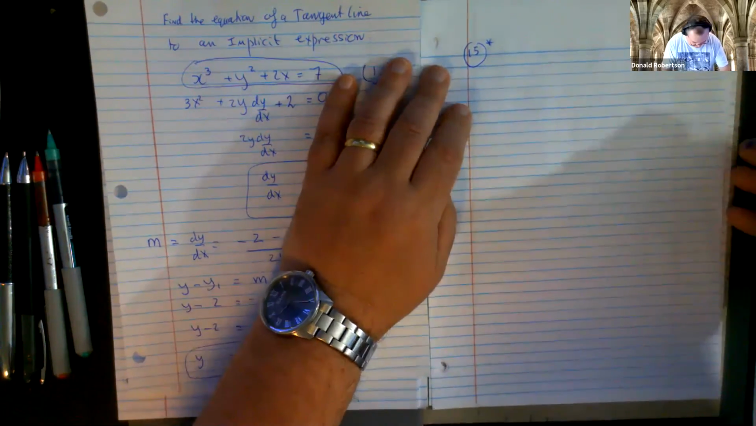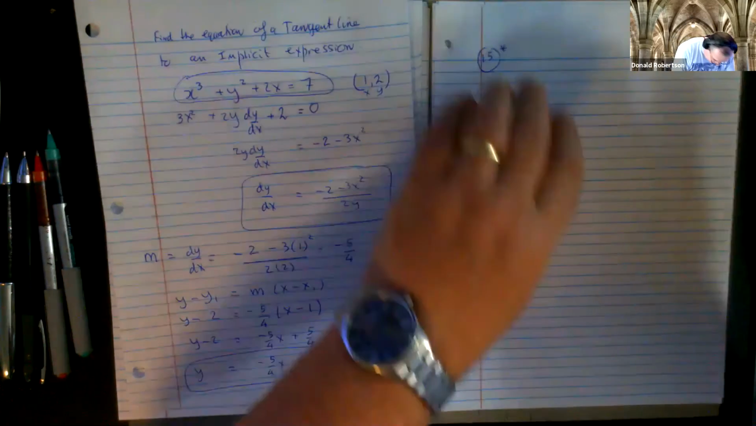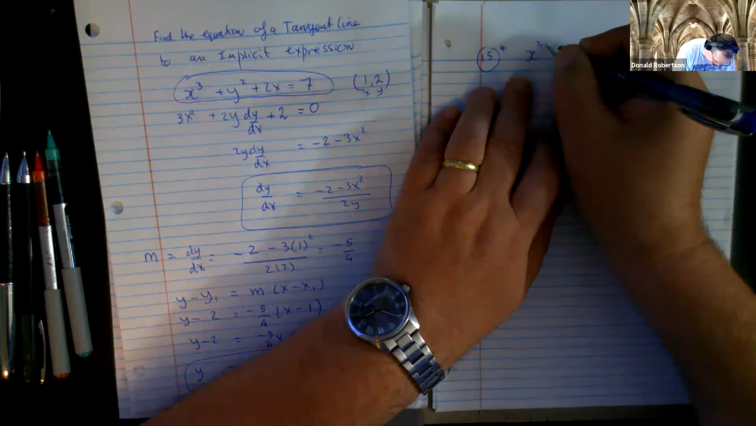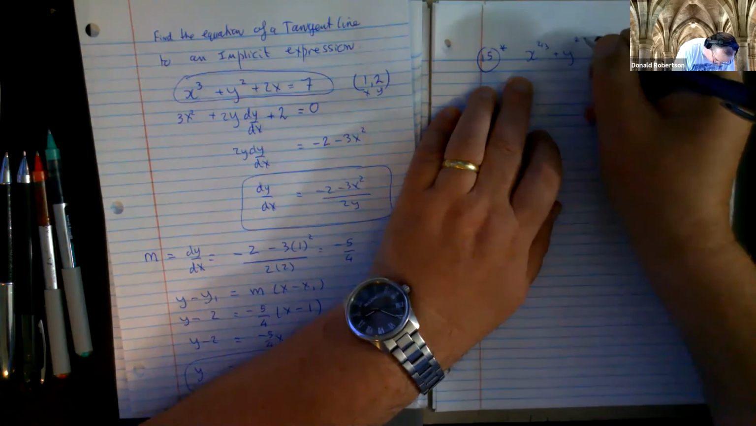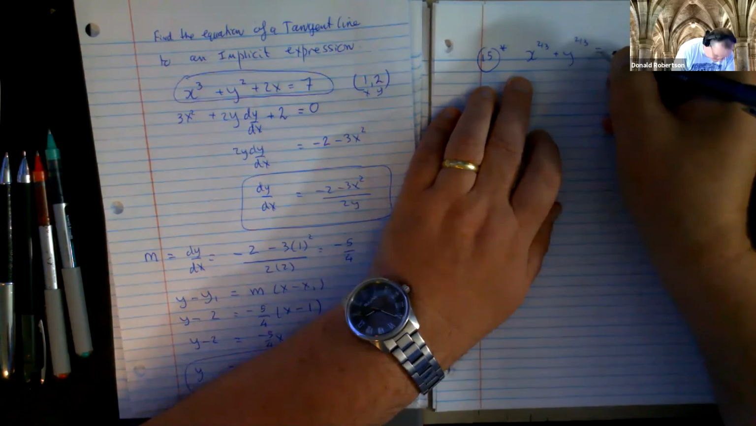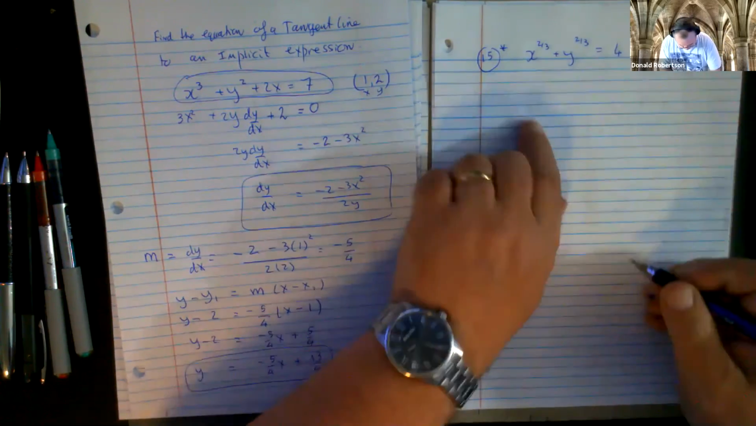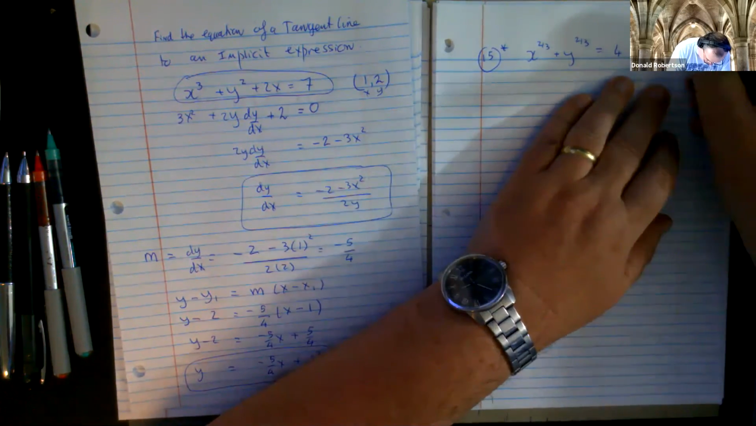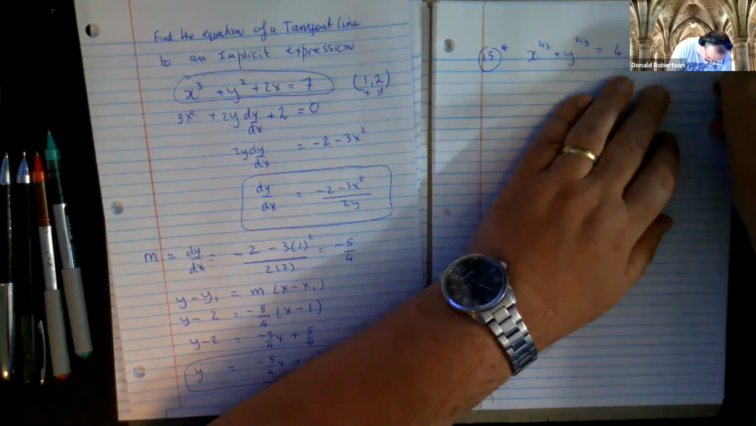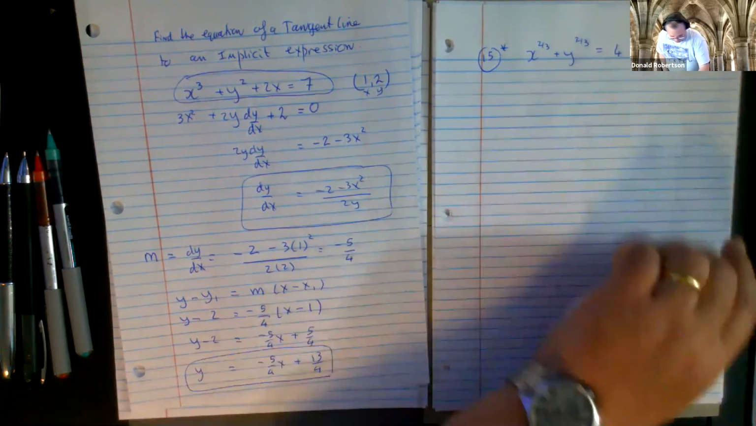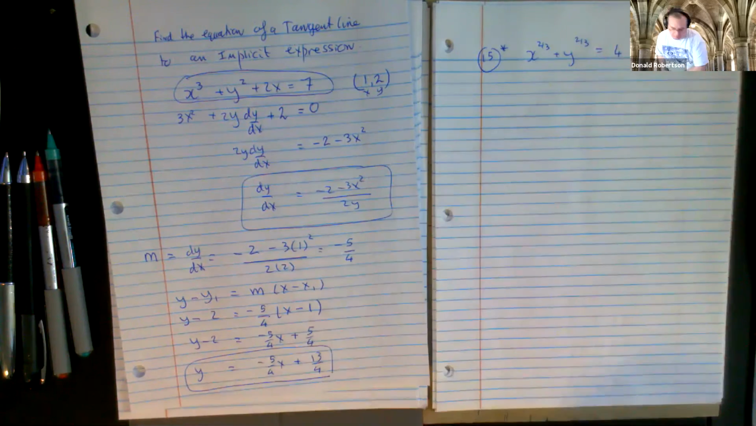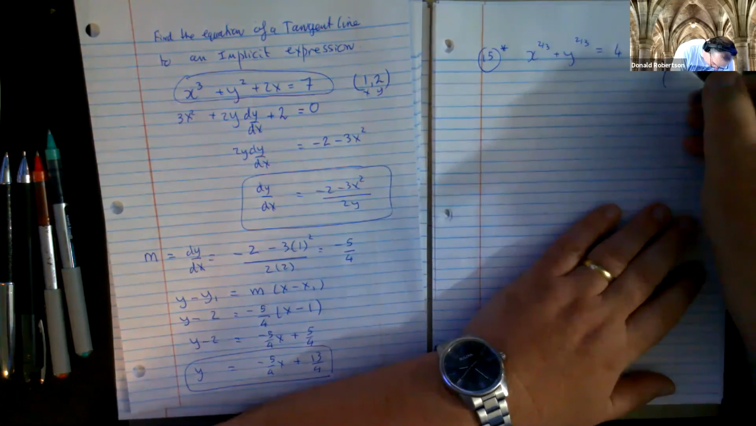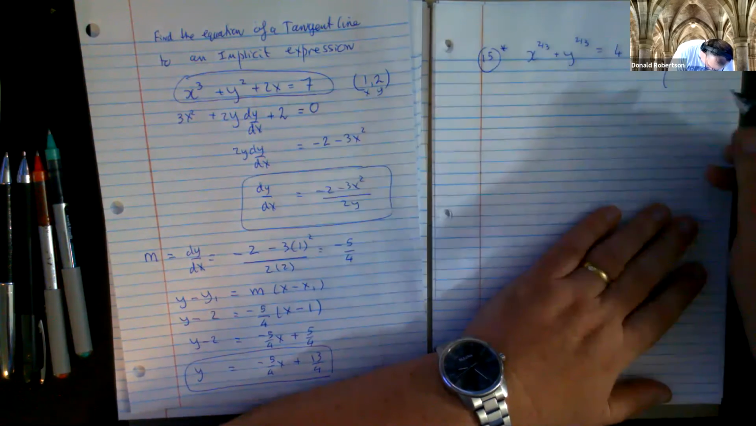It's the equation of a tangent line, and I've chosen this one because of its ugly fractional powers. And this is the curve, and we're going to find the equation of the tangent line at that point. And I am going to take this and make it look like that.